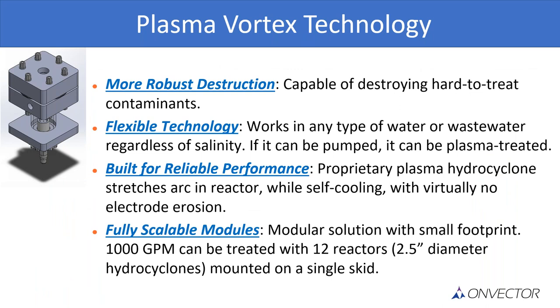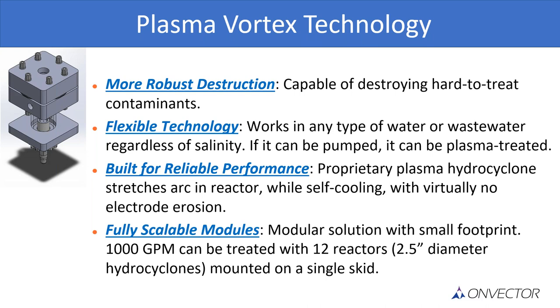Our technology is called Plasma Vortex, and this is essentially a hydrocyclone that has been integrated with plasma. So it's very robust, and I'll walk through that in some detail, but it's also very flexible. So Plasma Vortex works in any water quality, regardless of the salinity. And this has been one of the key obstacles for plasma technology in the past. Because water is conductive, it creates a short circuit when you apply energetic fields. Essentially, you have short circuit quenching.